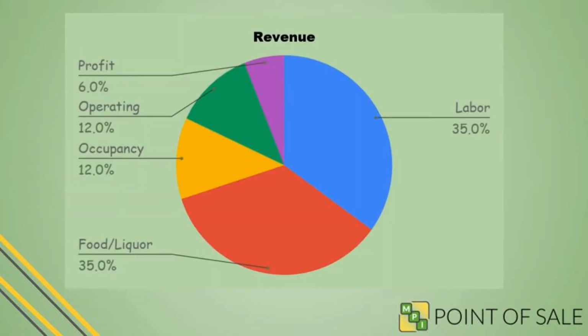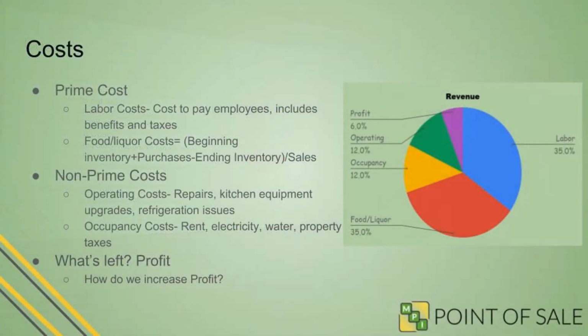Okay, so what you see here is a pie chart depicting the full 100% revenue of a restaurant, and we have it broken down into those different costs. And you see on the next slide here, here's our pie chart, and what is in this pie chart? So we have your prime costs. These are going to be your labor and your food and liquor costs. Things like your inventory and what you pay your employees, including benefits and tax. As you can see there, that takes up the largest chunk of your restaurant's revenue.